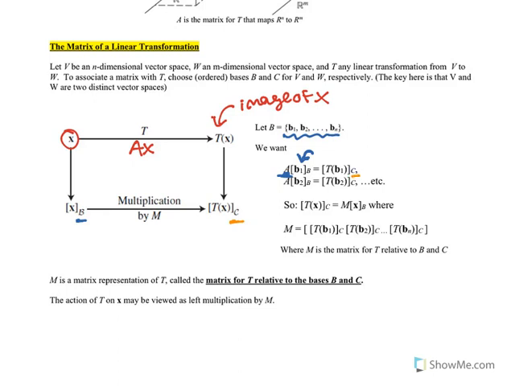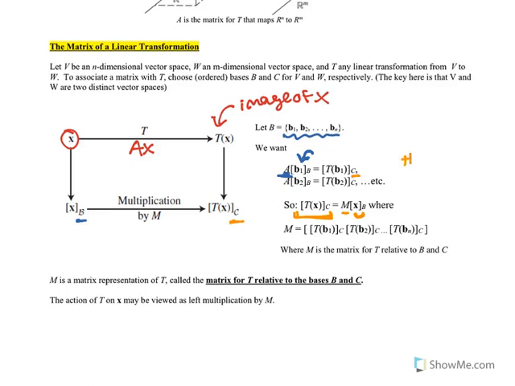So we're going to do this with all of our basis vectors for B, change them into something with respect to C, and transform them at the same time. So the matrix that we're looking for, to describe the image of the transformation of X with respect to basis C, should be some matrix M times the coordinates of X with respect to basis B.